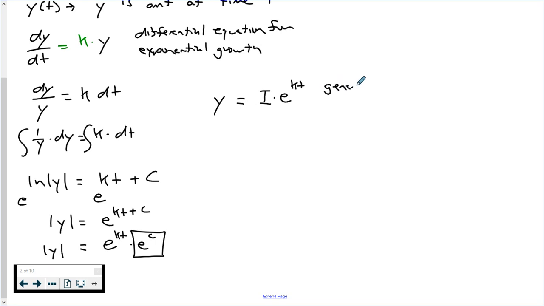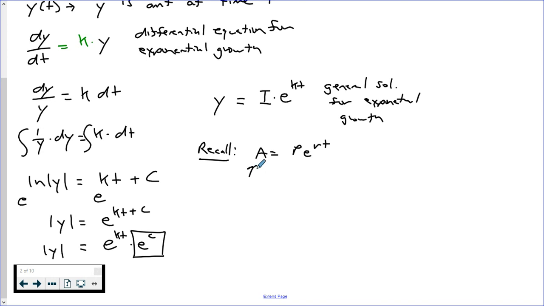This would be my general solution for exponential growth or decay, depending on what k is, right? And that should look familiar to you. Maybe the letters don't look familiar, but recall you learned something back in the day. Maybe you remember it as PERT, A equals P e to the rt, right? Where the A was the amount present at time t. Well, that's what my y is right here, amount present at time t.